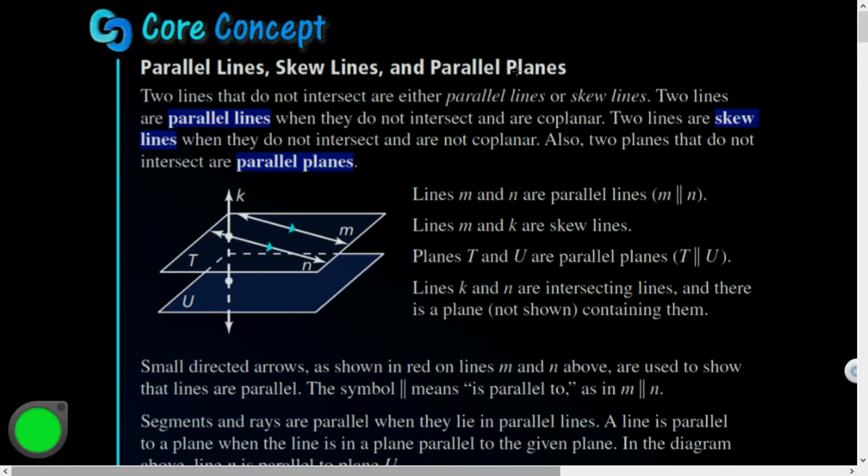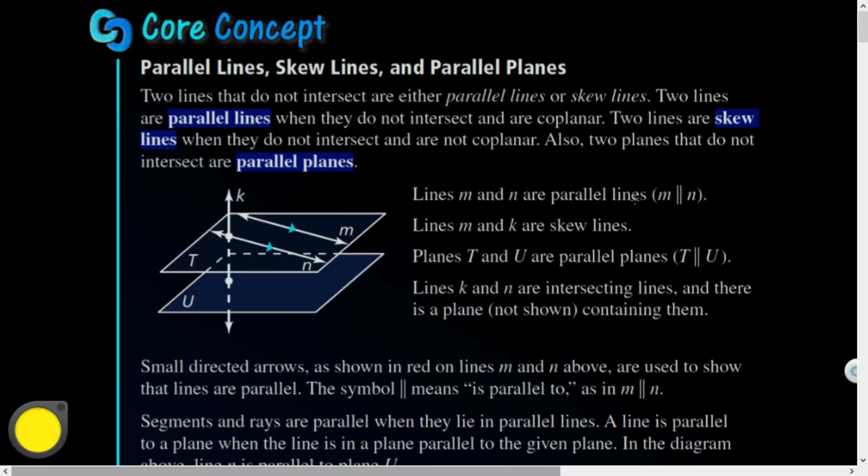So let's see, parallel lines, skew lines, and parallel planes. Two lines that do not intersect each other are either parallel lines or skew lines. All right, two lines are parallel when they do not intersect and are coplanar. Okay, that's pretty key right there. You guys have seen parallel lines before, back in the days of Algebra 1. And two lines are skew when they don't intersect, so they have that in common, and are not coplanar. Also, two planes that do not intersect are called parallel planes. Wow, good stuff. Wonderful.